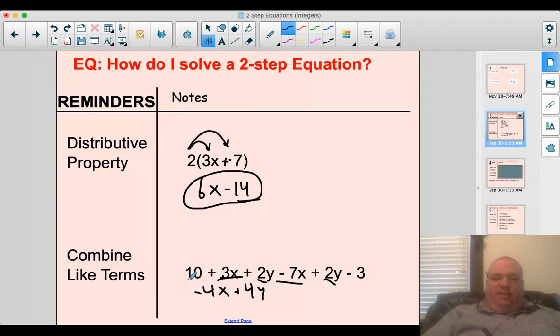And lastly, the numbers. Numbers are also like terms. These are the constants here. So I have 10 and -3. If I add those together, I get 7. So this would simplify to -4x plus 4y plus 7. I went kind of fast, but we've done that before, so hopefully you remember how to do that.